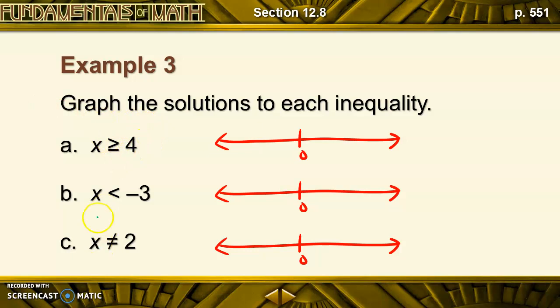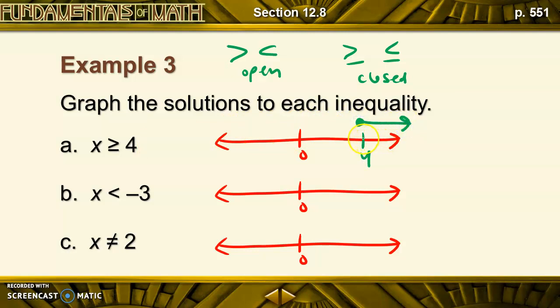Graph this one. So first off, we notice our variable is on the left, so that's good news. Now, we're going to put an open or closed circle. So a reminder, if you have these, it's open. And if you have the option to be equal to, it is closed. All right. So in this case, we're going to have a closed circle at positive 4, pointing to the right. This one, we're going to have an open circle at negative 3.